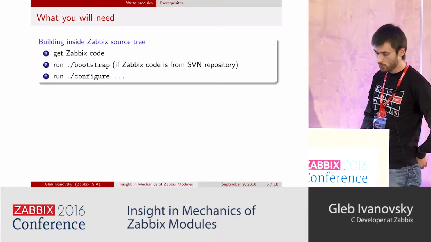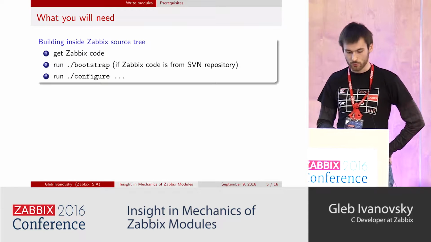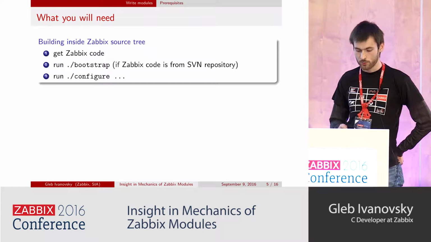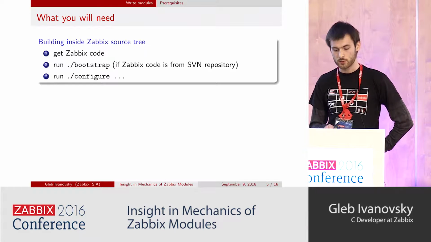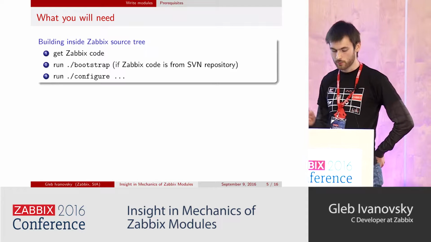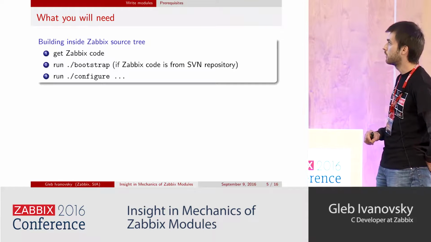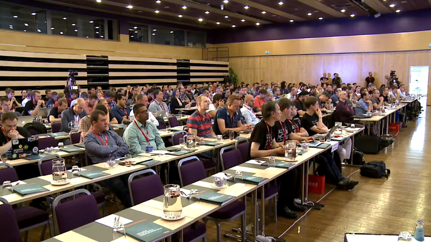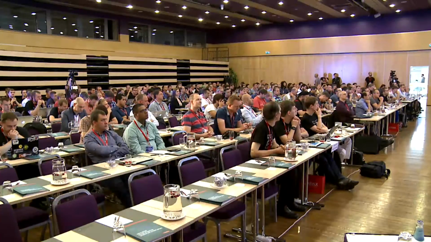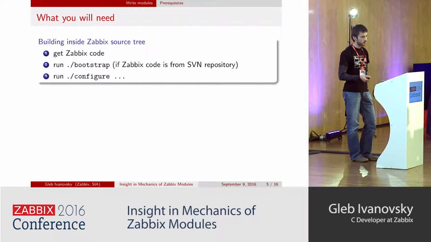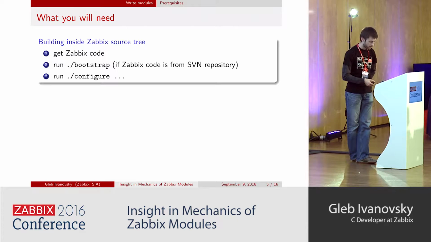So what do you need to start coding your module? First of all, you need to decide. There are two options. You can pull the whole Zabbix source tree and then run bootstrap if it's from an SVN repository, and then you can make use of Zabbix portable configure script. It will find all the necessary standard headers available on your system where you build. And also Zabbix configure script can find libraries where they are installed on this system.